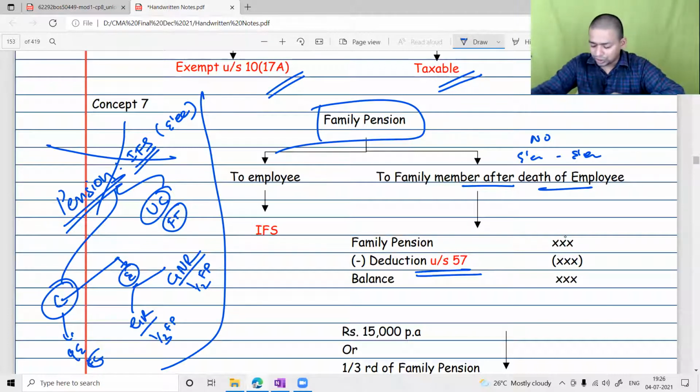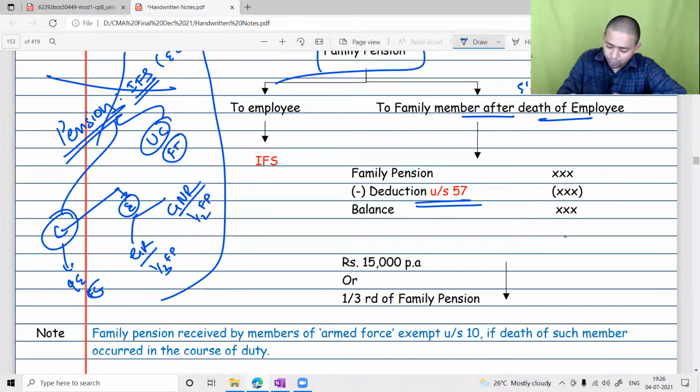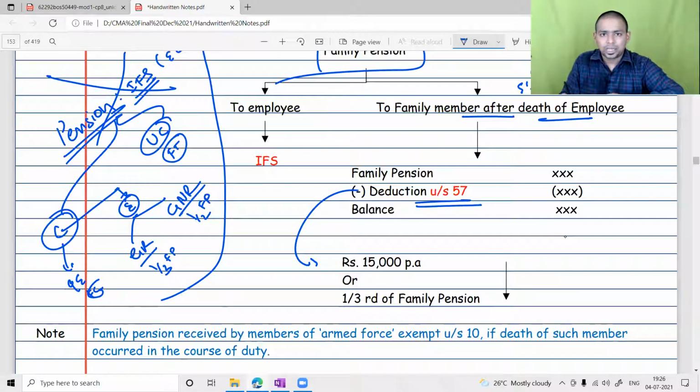Sir, how much is the deduction provided? So the deduction is provided to the tune of, please understand, 15,000 per annum. It's not per month, it's per annum. 15,000 per annum or 1/3 of family pension, whichever is lower. This is the deduction provided. 15,000 per annum or 1/3 of the family pension, whichever is lower, is the deduction given by the government.